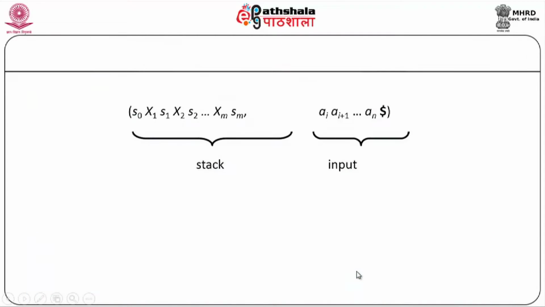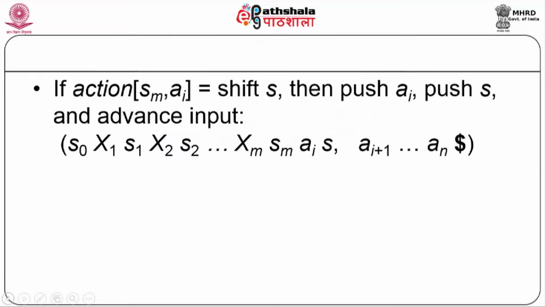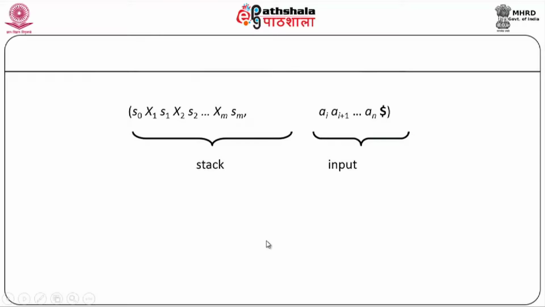okay, and this is the situation. So, the configuration will be something like this, okay. The top of the stack will always be a state number, and the input will be some ai. So, you will be comparing the top of the stack state number with the input ai, and depending upon that you will do a push or a pop action, okay.